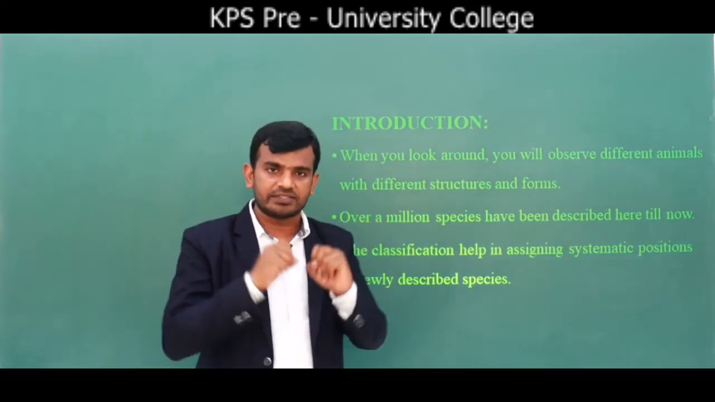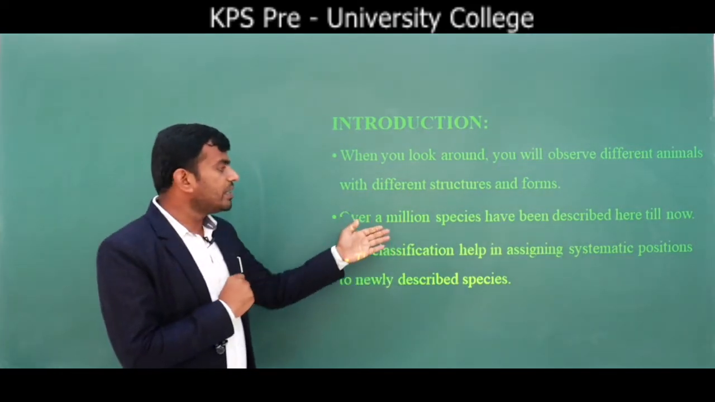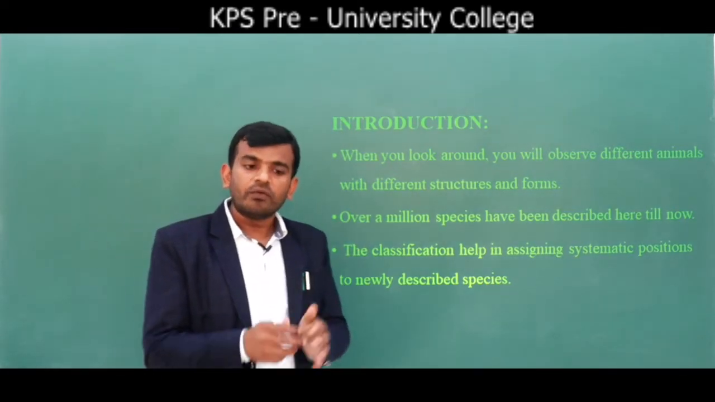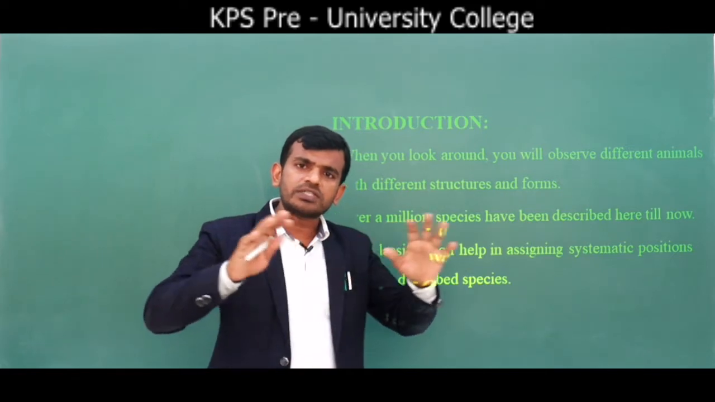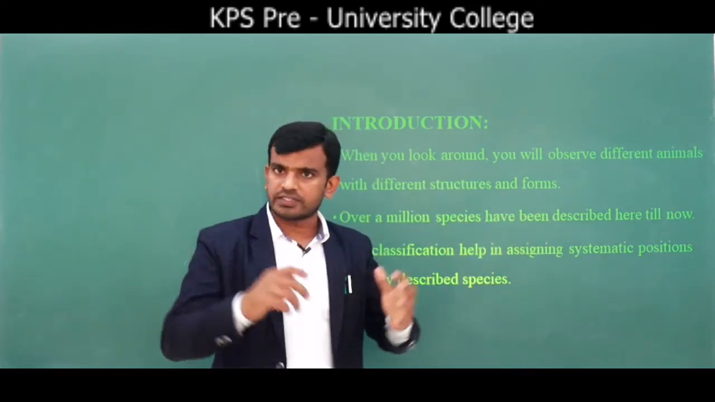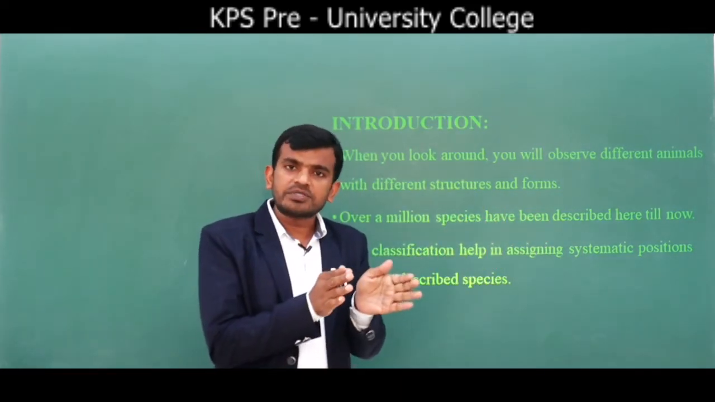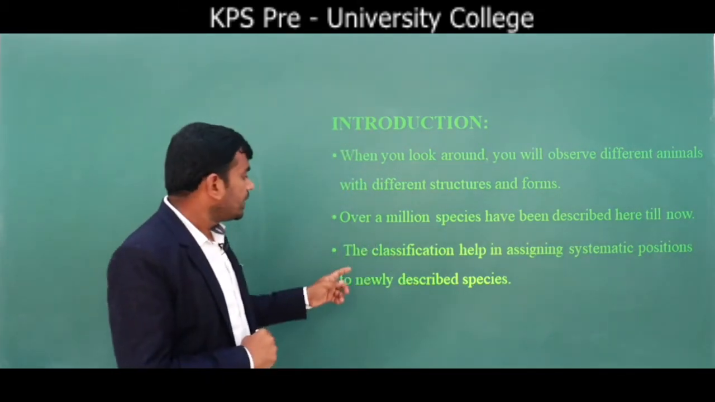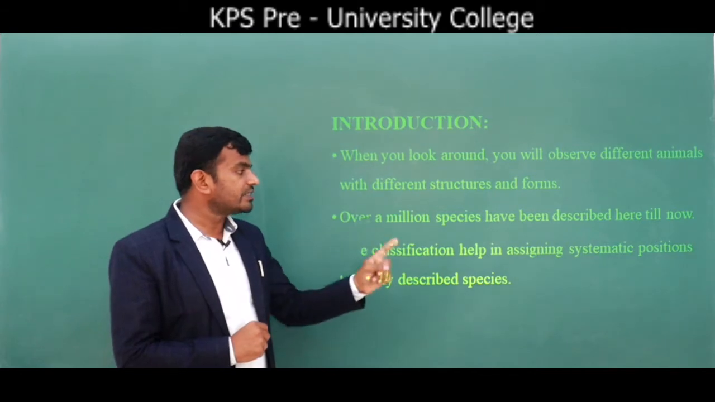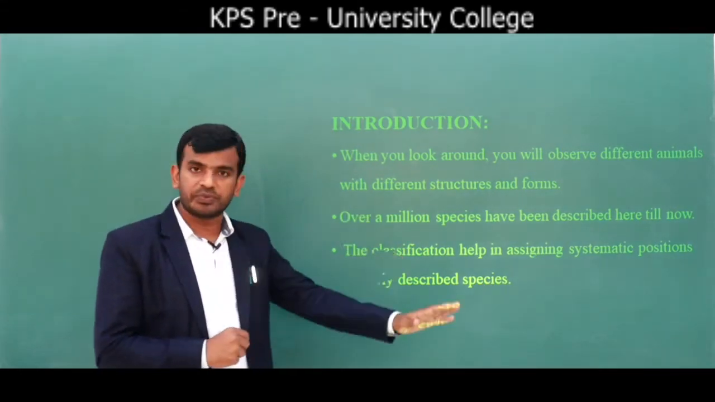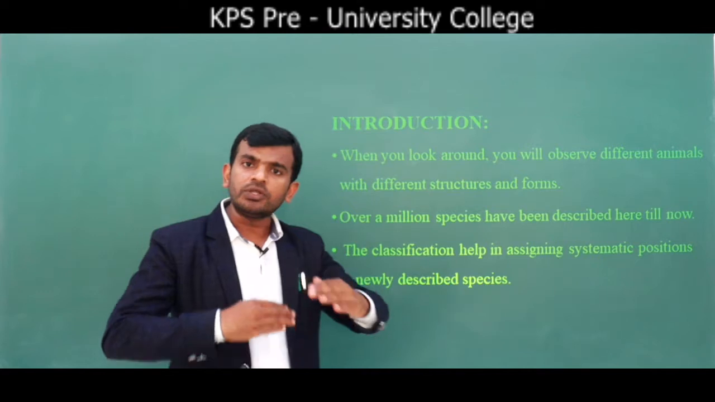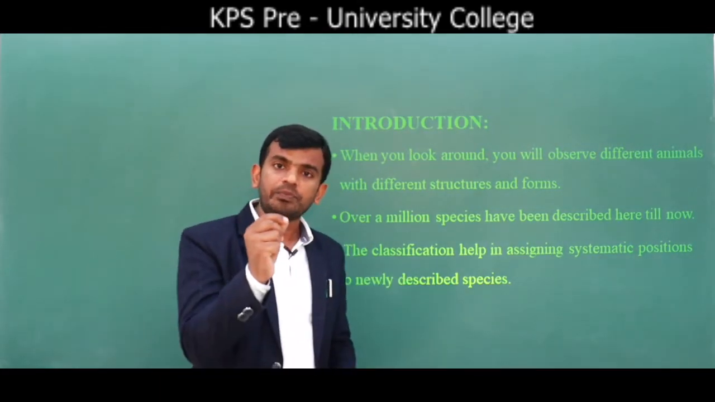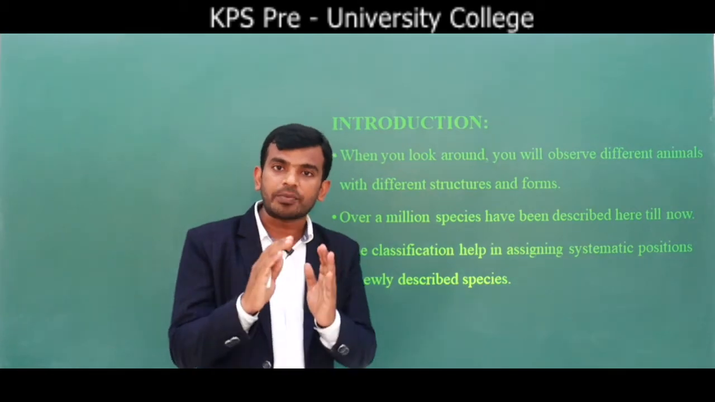which can be seen on this fascinating Earth. Over a million species have been discovered till now. That means when you look at the Earth, there are thousands and millions of organisms you can see. Many organisms are discovered and some organisms are yet to be discovered. Classification helps in assigning systematic position to newly described species. That means if we discover a new organism, classification will help in naming the organism in a systematic way.